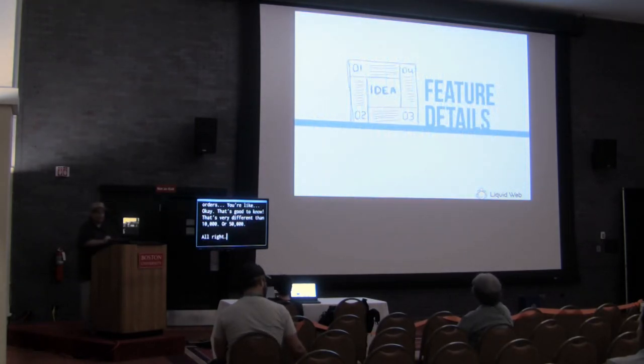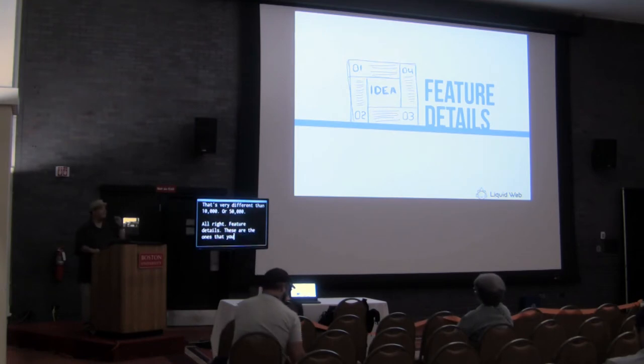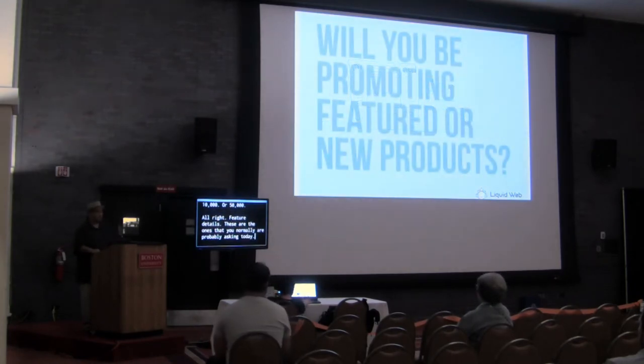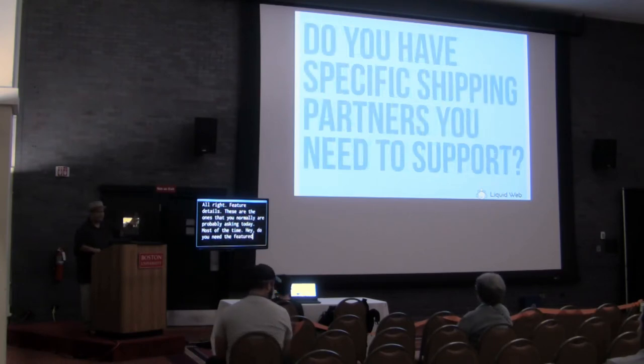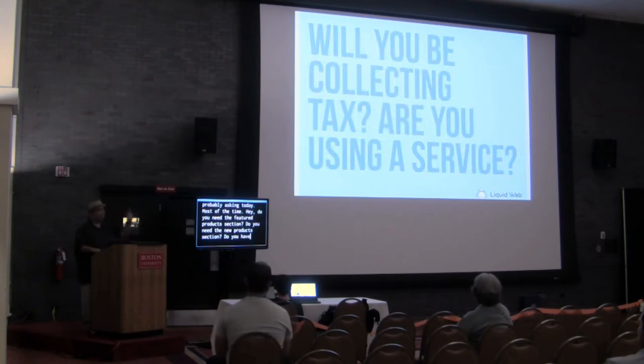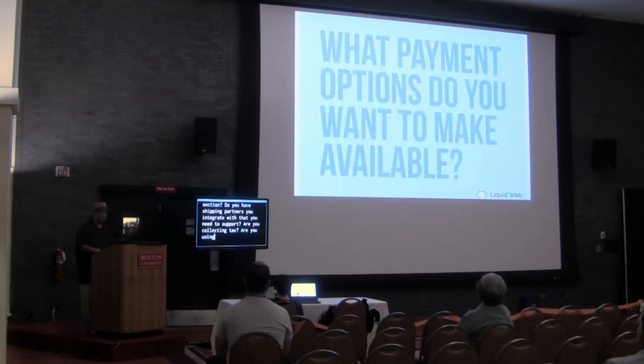All right, feature details. These are the ones that you normally are probably asking today. Right? Most of the time. Right? Hey, do you need the featured products section? Do you need the new products section? Do you have shipping partners you integrate with or that you need to support? Are you collecting tax? Are you using a service? Right? What payment options do you want? These are the questions that when I watch people have this conversation, they normally are talking features. Like, I need to go configure a plugin. That's not what building a store is about, right? So if you only ask these questions, all those other things, you hadn't asked about it.